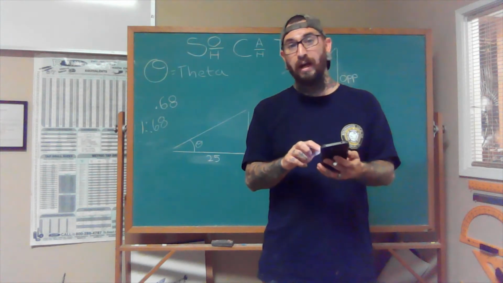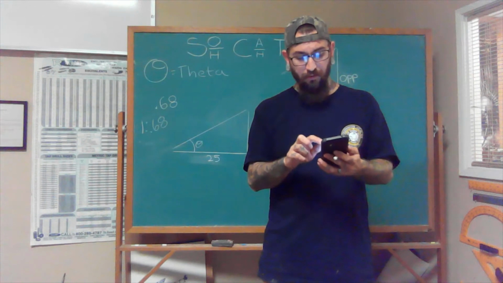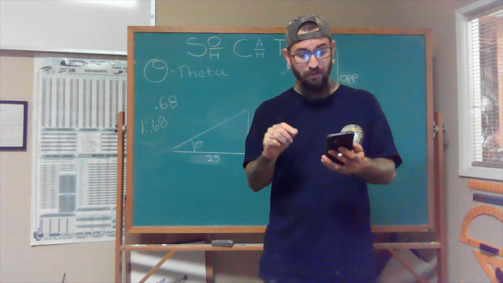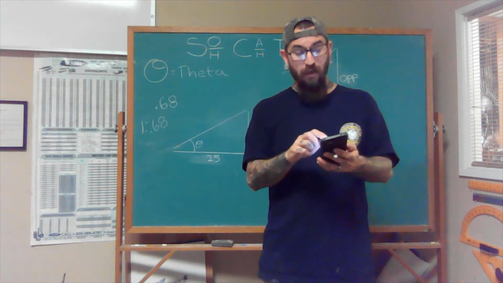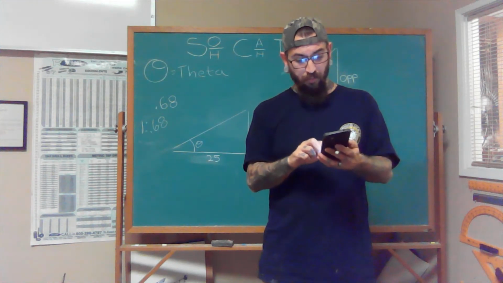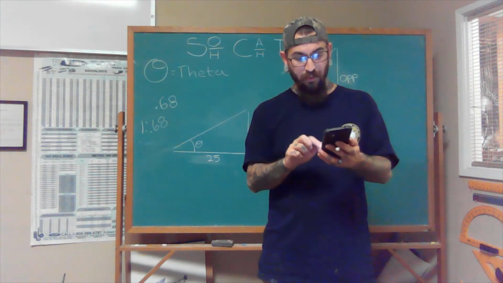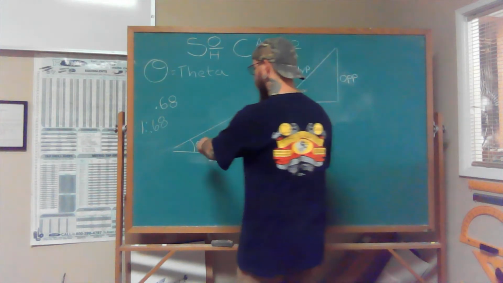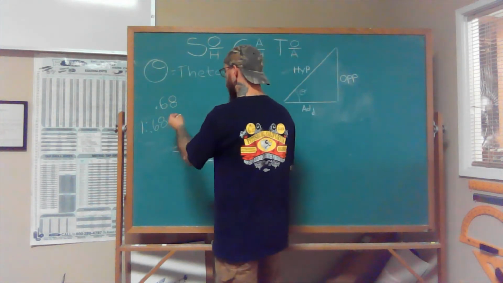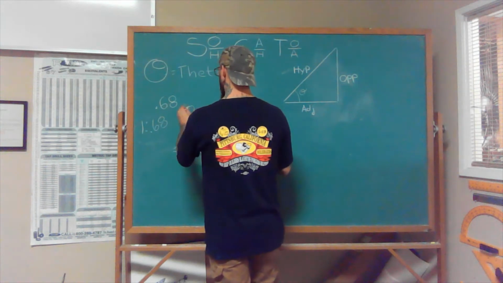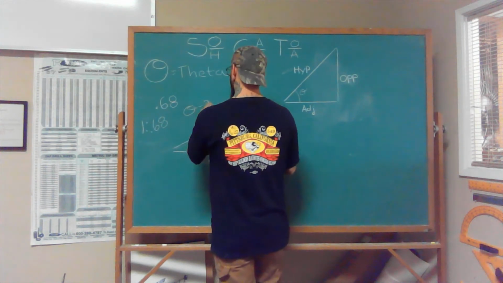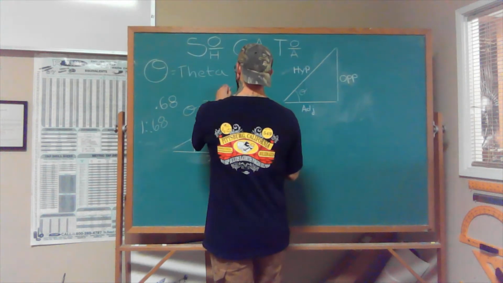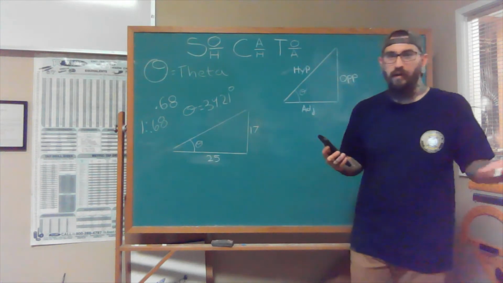So I'm going to hit INV on my calculator. And now I see a -1 next to the trigonometric functions. So now I can hit the inverse tangent of 0.68, which gives me 34.21. So we would say that theta, or tangent, is equal to 34.21 degrees.